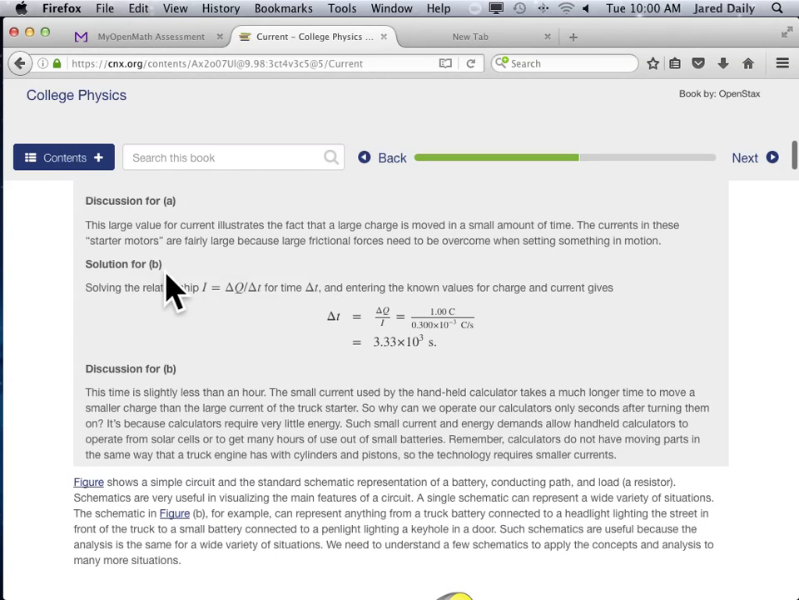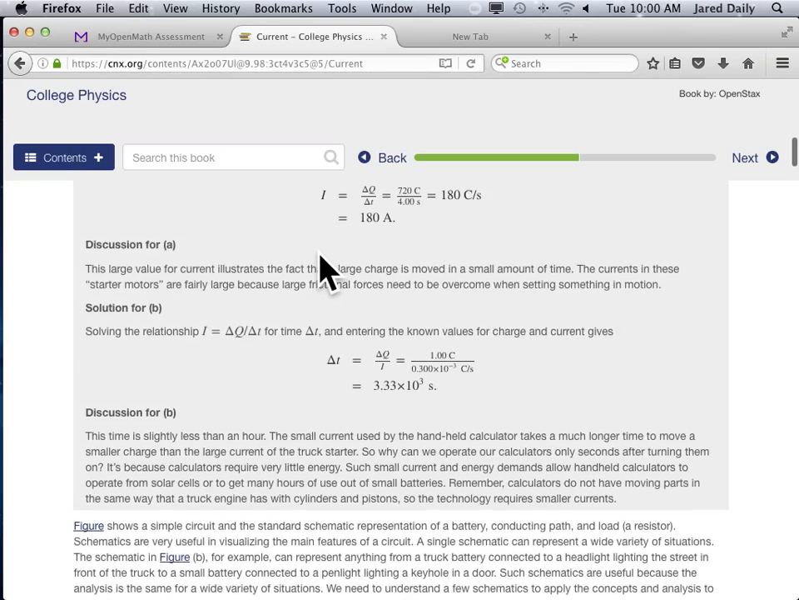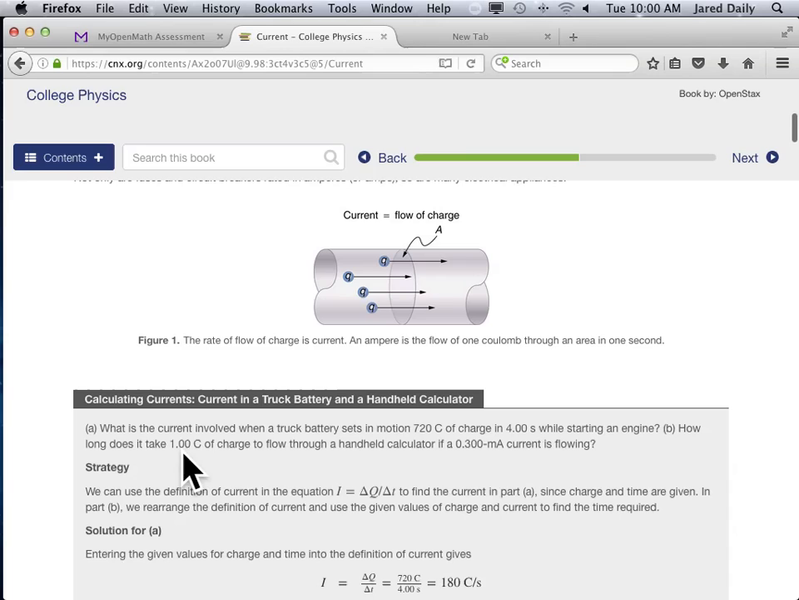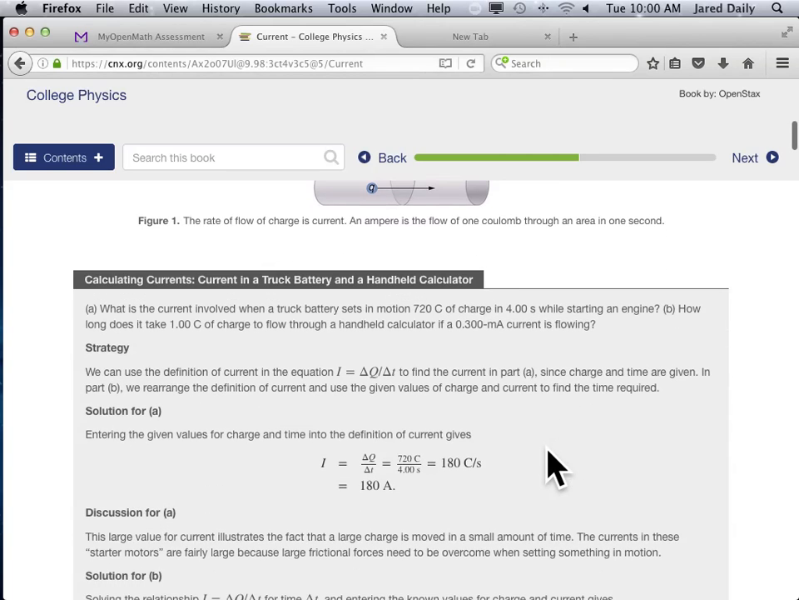Second question: how long does it take 1 coulomb of charge to flow through a handheld calculator if you've got 0.3 milliamps of current flowing? So milliamps is 10 to the minus 3, so this is 0.3 times 10 to the minus 3. So this is like 300 microamps.